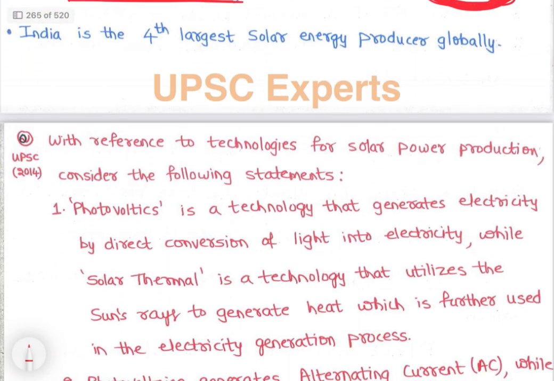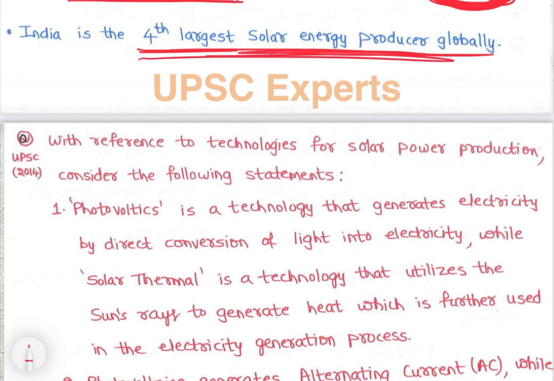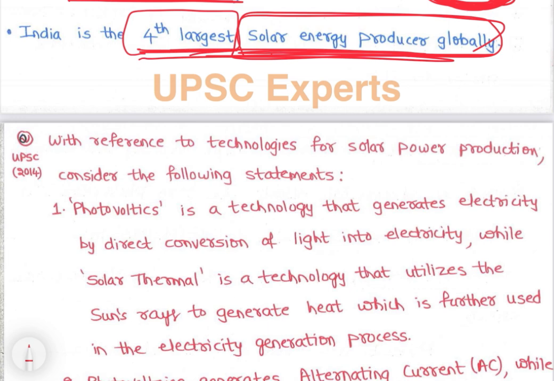Then see, India is the fourth largest solar energy producer globally. Right? Globally fourth largest producer hai. Right? So now let's do questions.